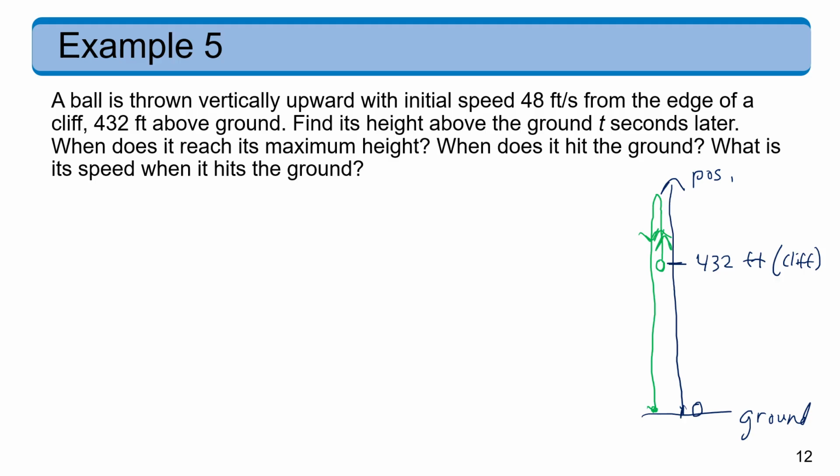Now, let's start thinking about how we're going to approach this. This is a free fall problem, right? Because it's just vertical motion. And so gravity is the force that's acting here. So what we know is on Earth, right, if we're close to the surface of Earth, we have acceleration due to gravity.